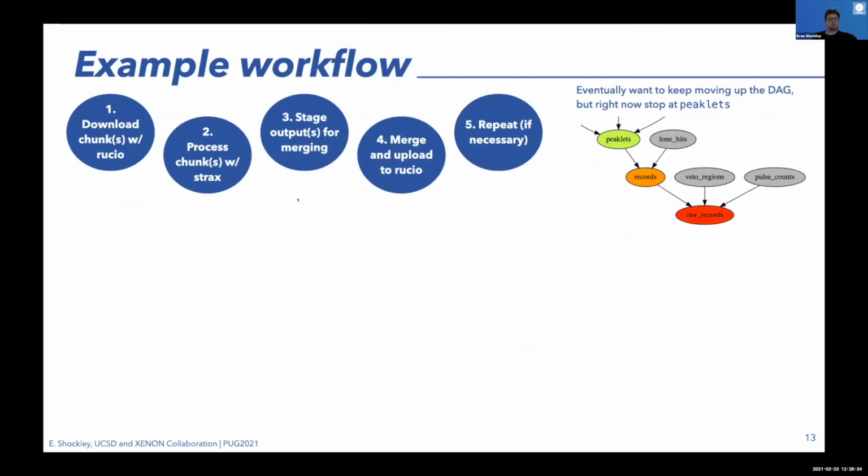On the job, this is what it looks like. You download the chunks that you want to process using Rucio. We process those with the Strax reconstruction software to run whatever algorithms we need. The outputs from each job then get staged on our dCache system in Chicago, to wait for all of the processing jobs to finish. Once that happens, they all get merged together and uploaded back into Rucio on whatever grid site we want to put them on. And then if we need to keep continuing up the graph, we do that if necessary.